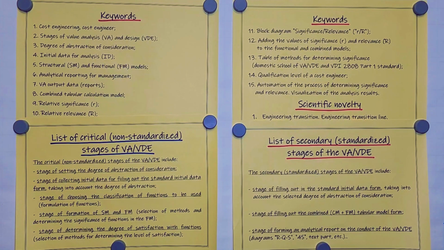Simply put, an error in determining the significance at a given level of abstraction crosses out all previous and subsequent stages of the value analysis, even if they are performed correctly, and leads to incorrect conclusions.